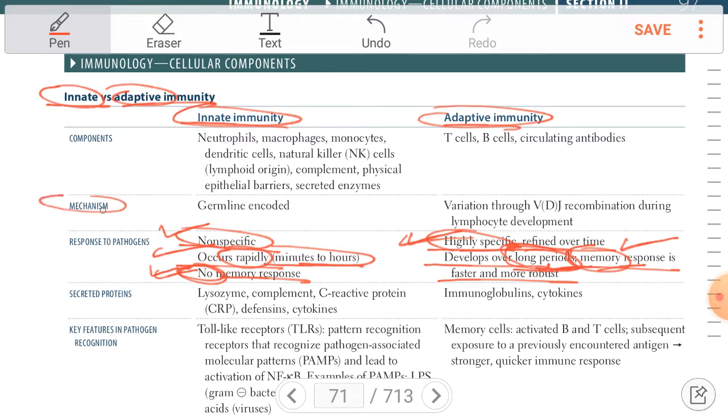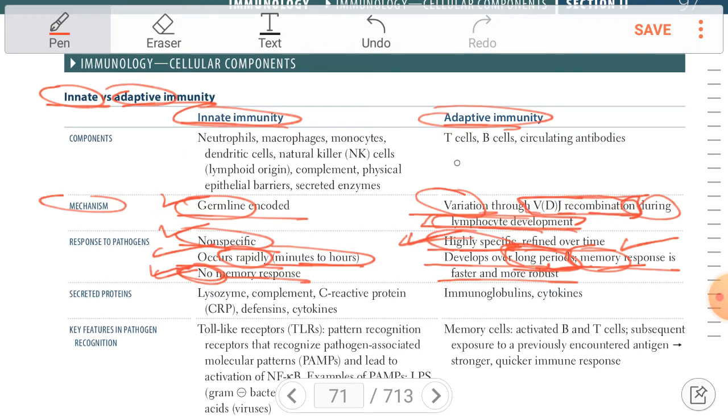So the mechanism for innate is germline encoded, but for adaptive, there is variation through something called VDJ recombination during lymphocyte development. So innate is germline, but during lymphocyte development there is variation, which is called VDJ recombination. This is in adaptive immunity.